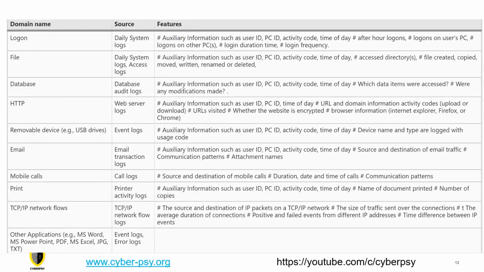For removable devices, from the event logs, we can get device name and type. They are logged with usage code, time of the day, activity code, etc. The email transaction logs are a source to get this information. And we can get the source and destination of the email traffic and the communication patterns. In case of mobile calls, it is source and destination of the mobile calls, and duration and time of calls, communication patterns. For the print activity logs, it can be the ID, activity code, time of day, name of document printed, and the number of copies printed. And the TCP/IP workflow logs, it is the source and destination of IP packets. On a TCP/IP network, the size of traffic sent over the connections, the average duration of connections, successful and failed events from different IP addresses, and time difference between the IP events is calculated for the algorithm.